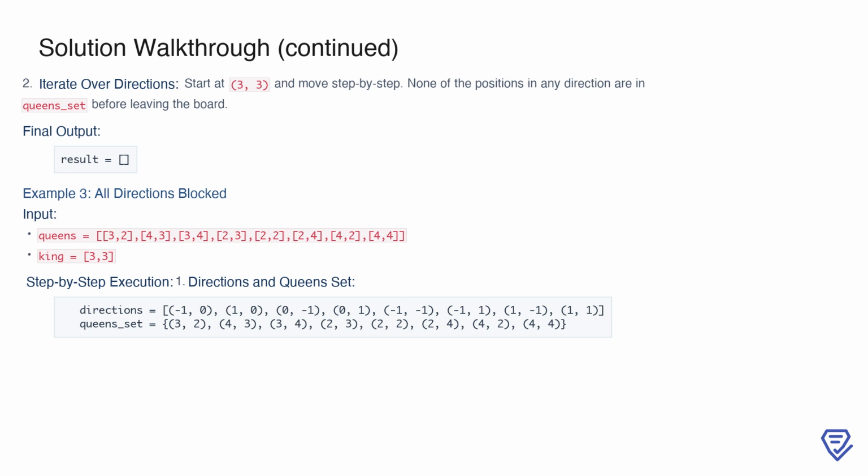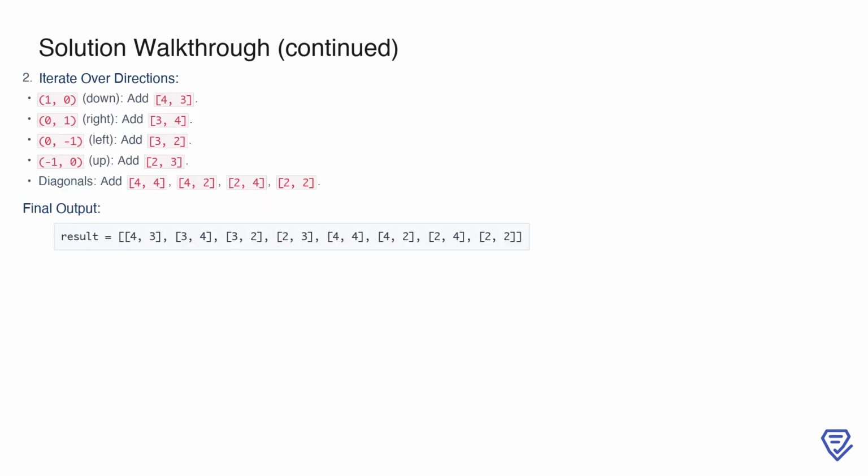from the given positions. Finally, we examine a scenario where the king is surrounded, and queens block all possible attack directions. The king is at [3, 3], and the queens are positioned strategically to block every direction. As before, we define the movement directions and convert the queens' positions into a set. Starting at [3, 3], we move in each direction step by step.